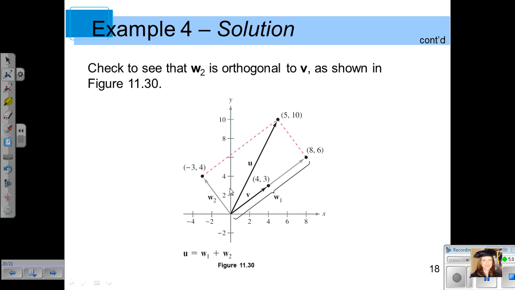We have our U vector and our V vector. We're projecting the U vector onto the V vector. We'd extend that V vector, it ends up that the projection is twice the V vector. That's our W1. Our W2 is this part right here, which has components negative 3, 4. It's drawn over here, but we remember that vectors can be drawn anywhere as long as they have the same magnitude, same direction. This is our W2. So W1 plus W2 would equal the U vector.